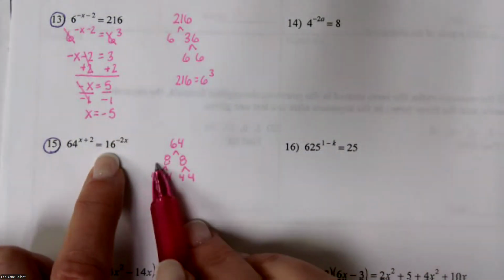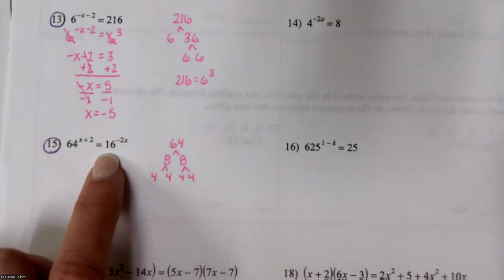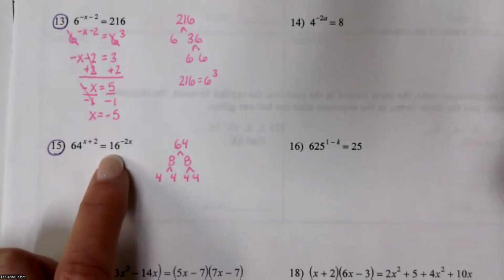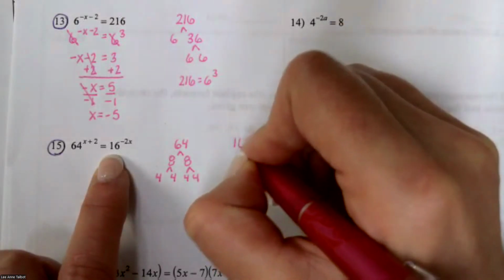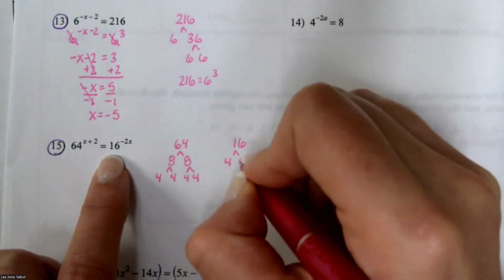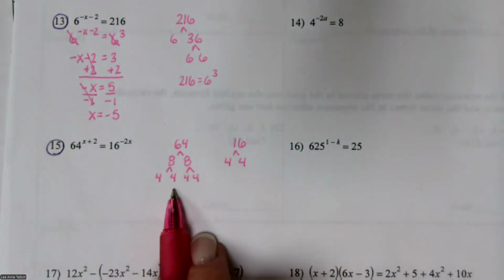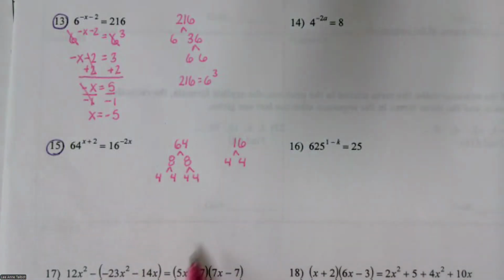But what you should notice is that there's nothing that's 16 here. There are no numbers that are 16. 64 is not 16 to the something. So I have to do 16 also. But I know that's 4 times 4. So what I did was I turned this into a 4 base, and I turned this into a 4 base.